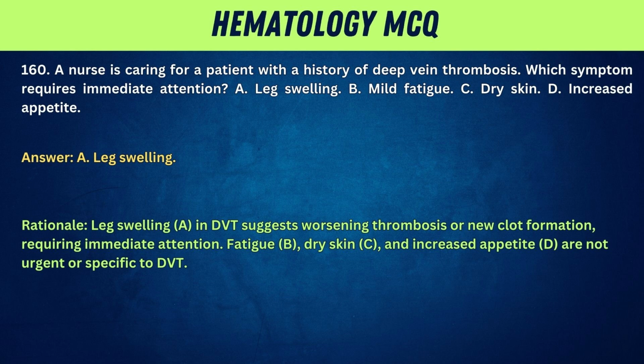160. A nurse is caring for a patient with a history of deep vein thrombosis. Which symptom requires immediate attention? A. Leg swelling. B. Mild fatigue. C. Dry skin. D. Increased appetite. Answer: A. Leg swelling. Rationale: Leg swelling, A, in DVT suggests worsening thrombosis or new clot formation, requiring immediate attention. Fatigue, B, dry skin, C, and increased appetite, D, are not urgent or specific to DVT.